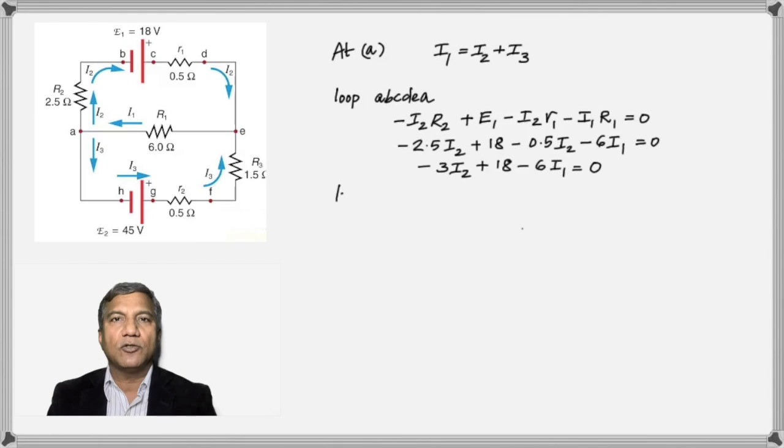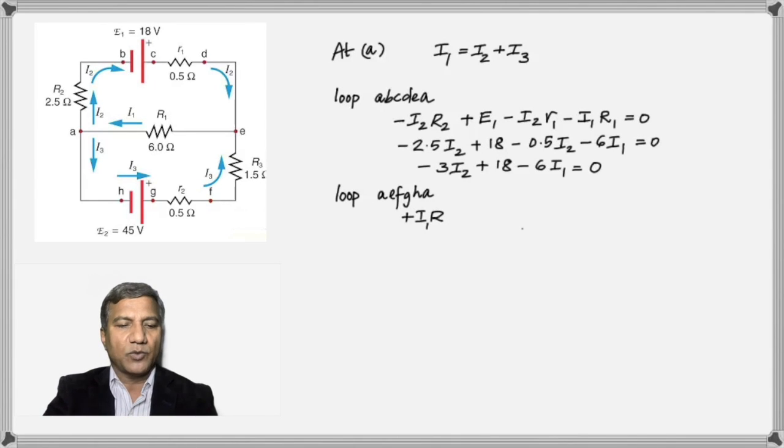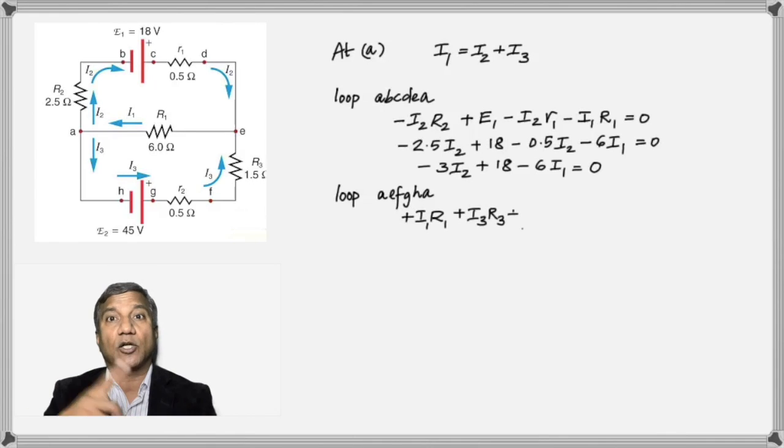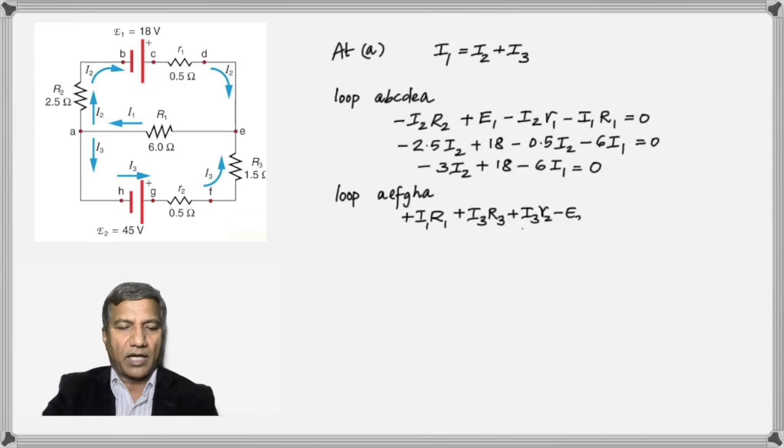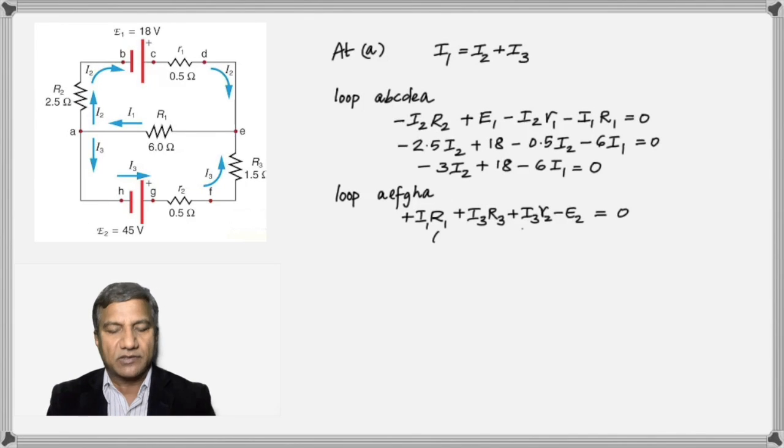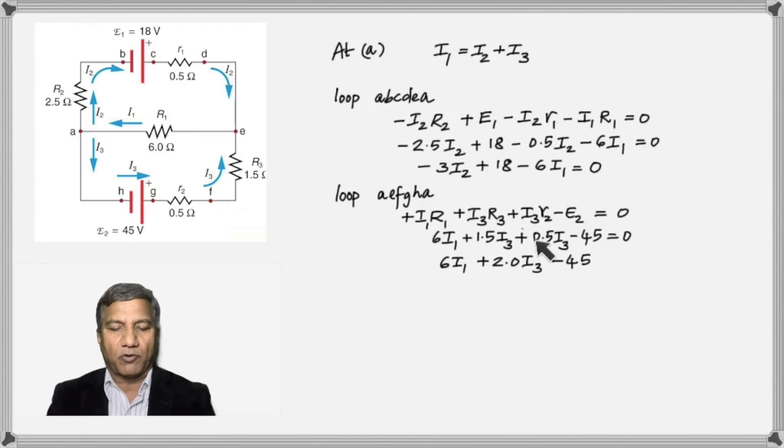So in the second loop, that's the loop A, E, F, G, H, A. You always end with what you start. You start with A, end with A to show that it's a closed loop. That's why we get plus I1 R1. See, you're going against the current. And this is also plus I3 R3 plus I3 little r3. And then since we're going to the negative, you go minus E2 is equal to 0. Then plug in the values of the resistances: R1 is 6, R3 is 1.5, little r3 is 0.5, and the voltage is 45. Again, there are two terms for I3, 1.5 I3 and 0.5 I3. Combine that to get 2.0 I3.